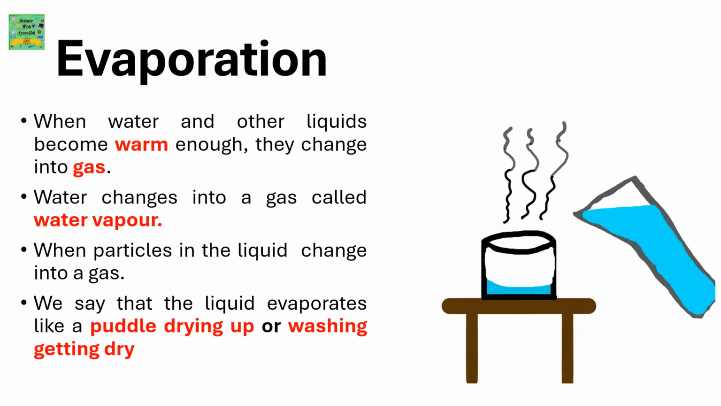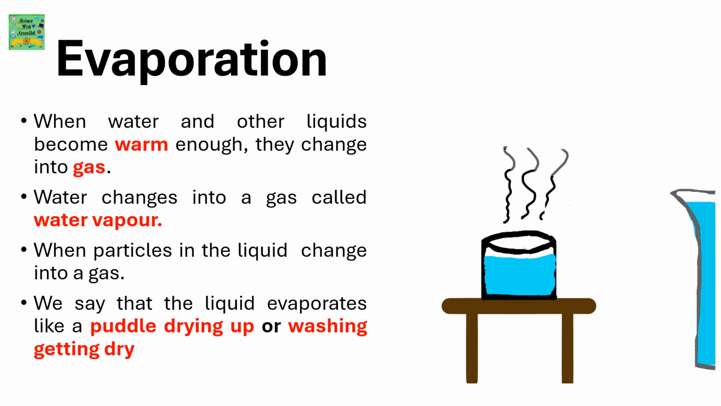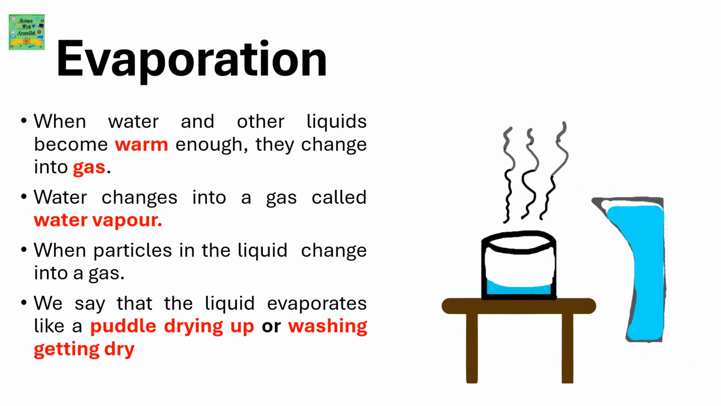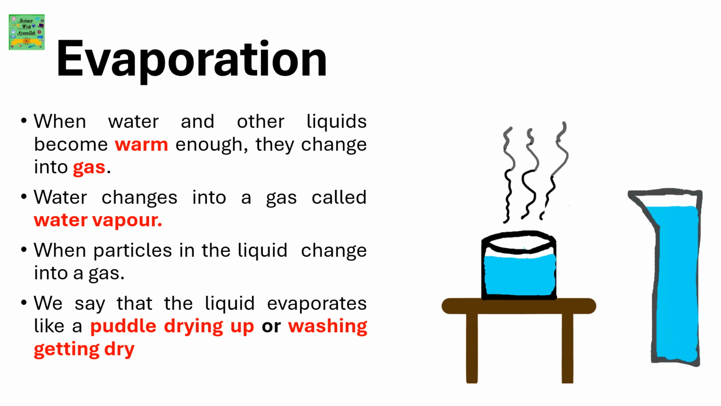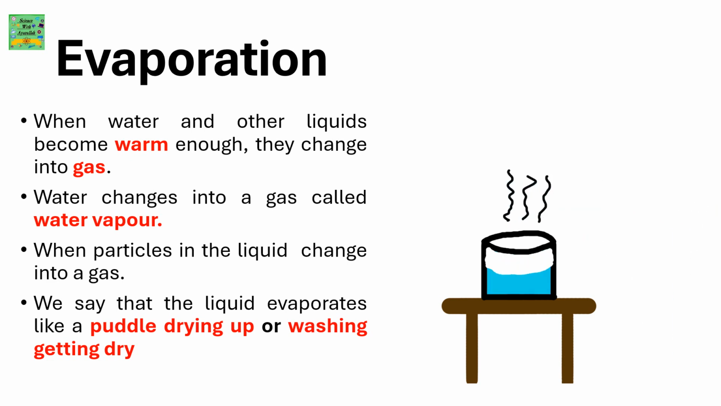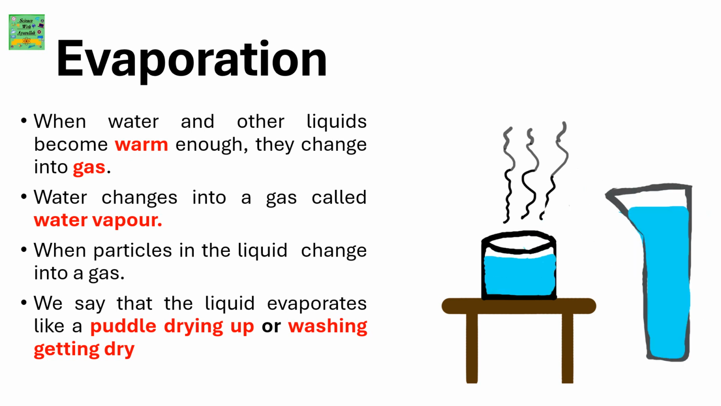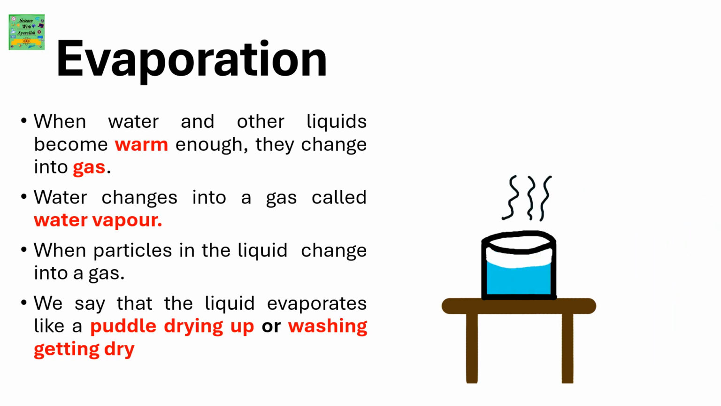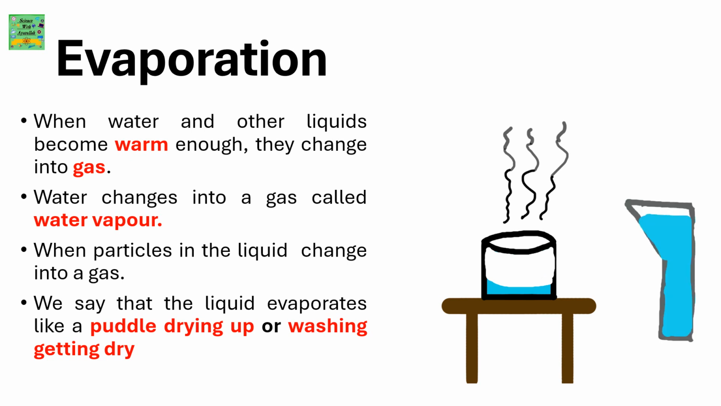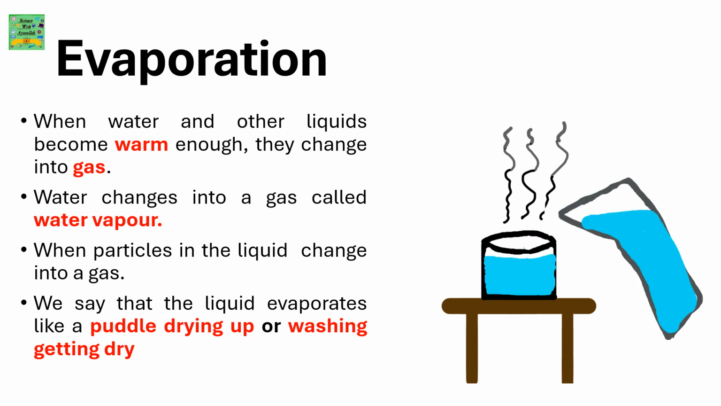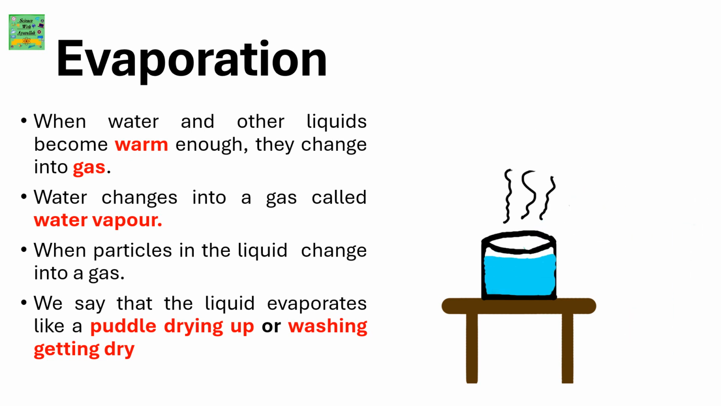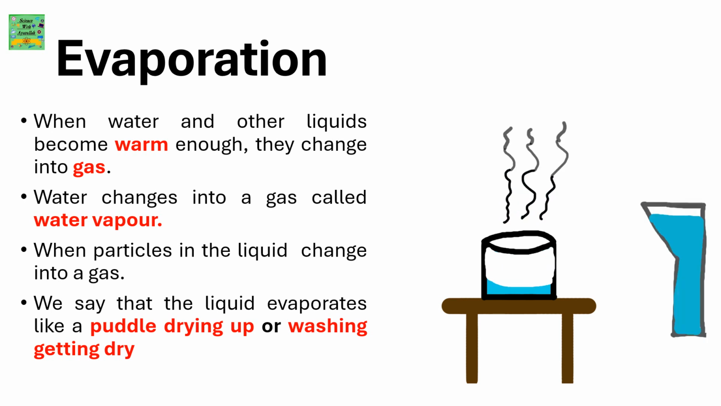The first topic is evaporation. When water and other liquids become warm enough, they change into gas. For example, when you heat water, water vapors evaporate. In short, the water becomes gas. When particles in the liquid change into gas, we say that the liquid evaporates, like a puddle drying up or the washed clothes getting dry.